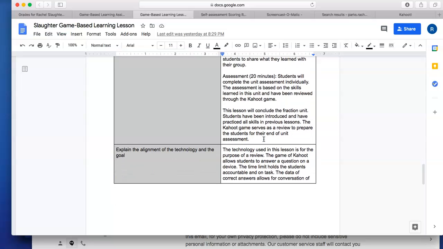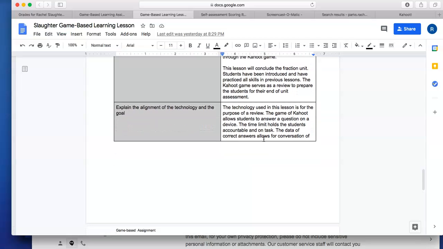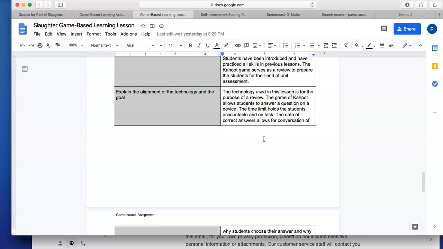So this lesson will conclude the fraction unit. Students have been introduced to and have practiced all skills in previous lessons. The Kahoot game serves as a review to prepare the students for their end of unit assessment. And I think it is important that we're doing it the day of. I always like to do a review the day of. But I really think this technology piece is going to engage them.